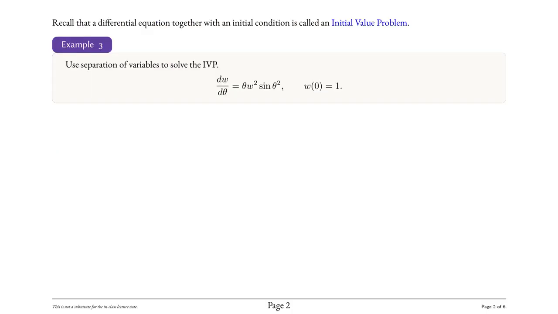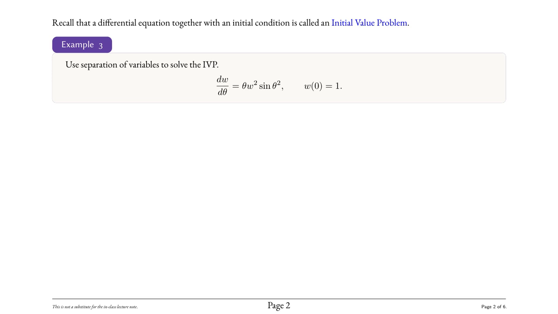Recall that the differential equation together with the initial condition is called the initial value problem, IVP. So for example, given the differential equation dw over d theta equals theta w squared sine theta squared, and the initial value when theta is 0, w is 1, this is called the initial value problem, or IVP. We're going to use separable equation to solve w, and we're going to use the initial condition to find the particular solution.